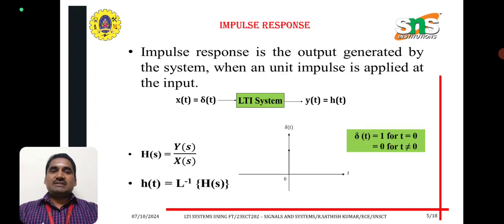The impulse response is nothing but the output generated by the system when the unit impulse is applied at the input. When the unit impulse function x of t is applied to the input of the LTI system, it can produce the output h of t. Delta of t is equal to 1 for t equal to 0, and 0 for t not equal to 0. H of s is equal to Y of s divided by X of s. How to find the impulse response of the system? While taking the inverse Laplace transform of the system transfer function, we can get the impulse response of the system.